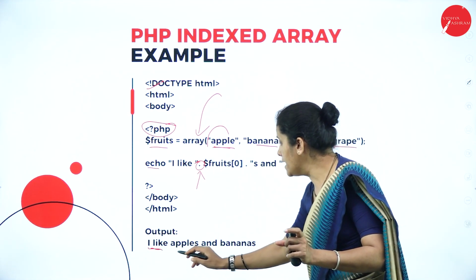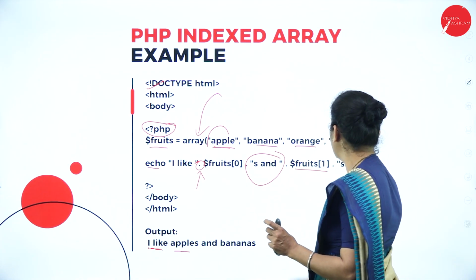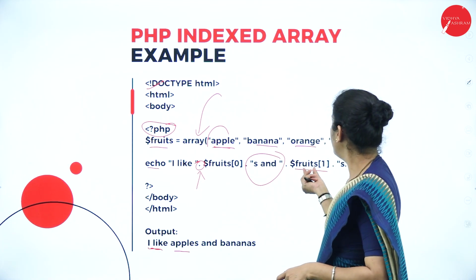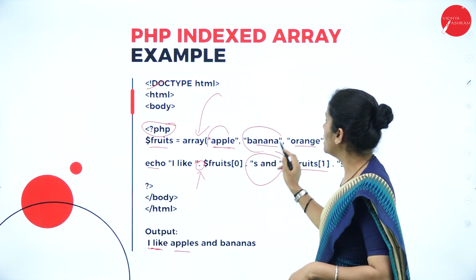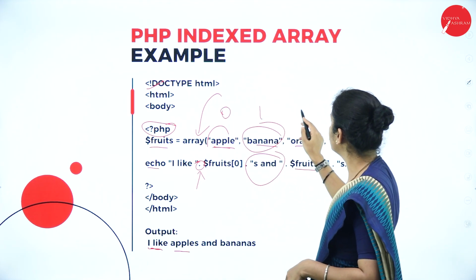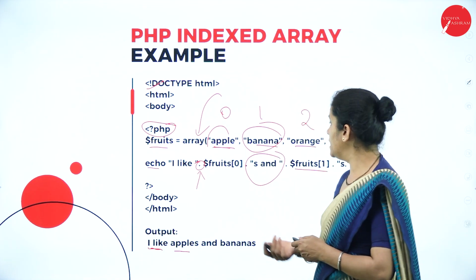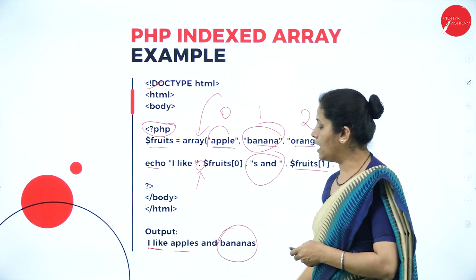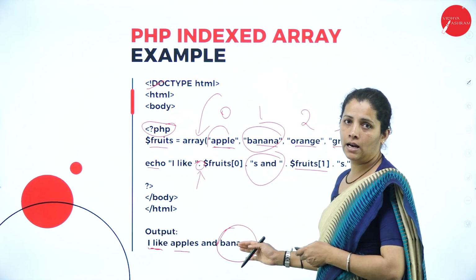So I like apple, and what is there in my fruits of 1? That is nothing but banana. So it's 0th index, 1st index, 2nd index, and 3rd index. What is there in my 1st index? That's nothing but banana. So my output is I like apple and banana.